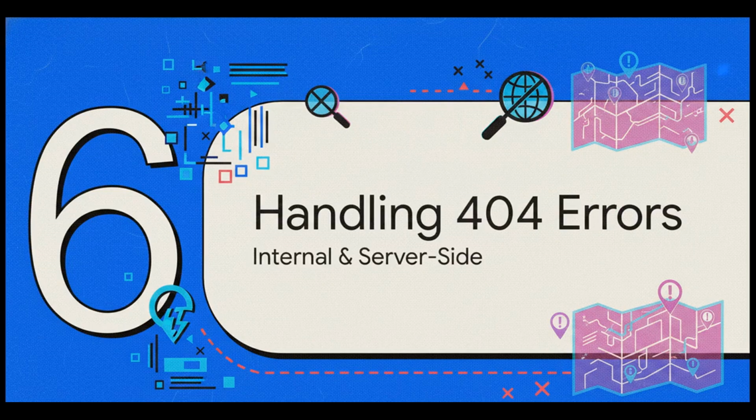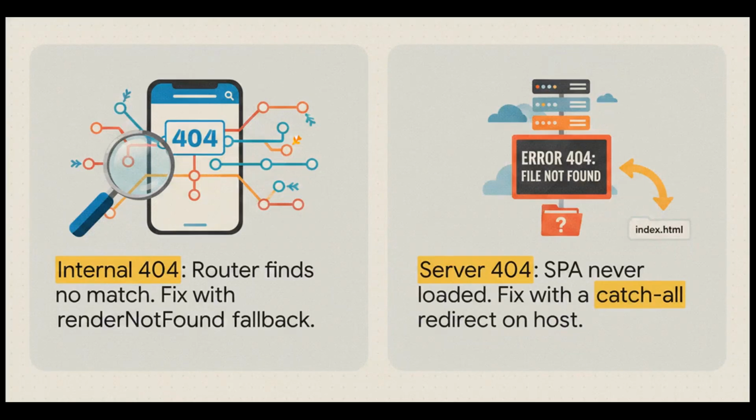Finally, Section 6, handling 404 errors. Let's look at the internal and server-side edge cases. It's really essential to understand that we're dealing with 2 totally different types of 404s here. An internal 404 happens when your SPA fully loads, but the user navigates to a URL that just isn't in your route table. The fix there is simple. Build an internal fallback view that politely tells the user the page doesn't exist.